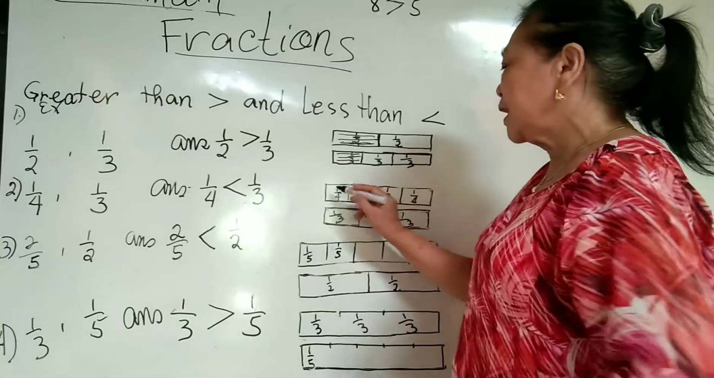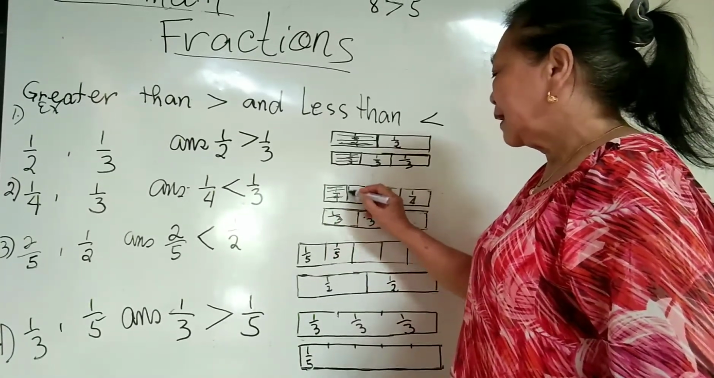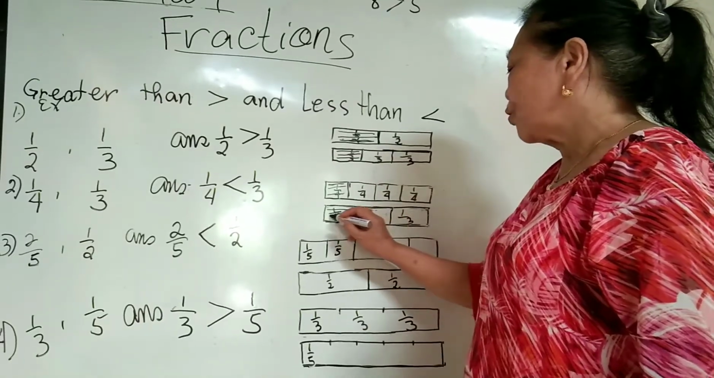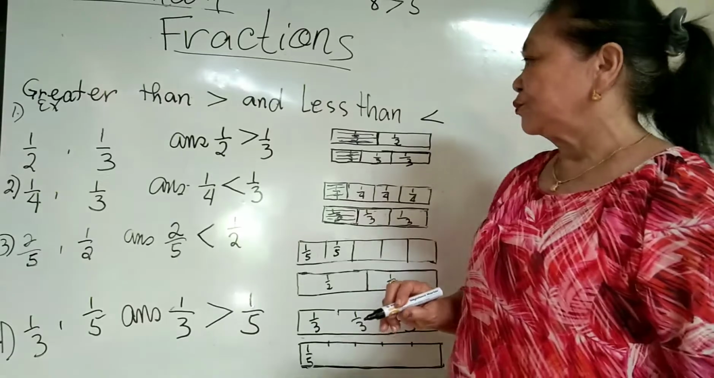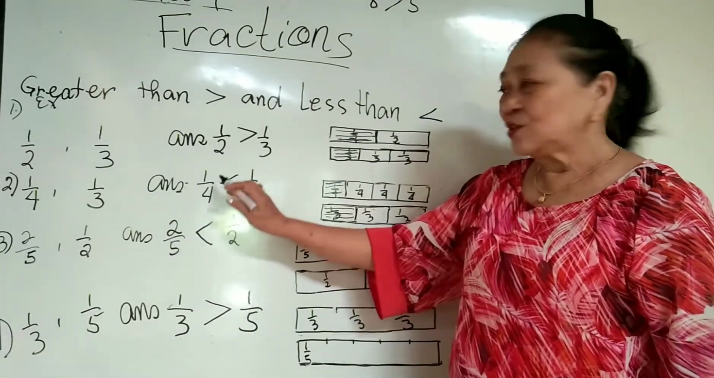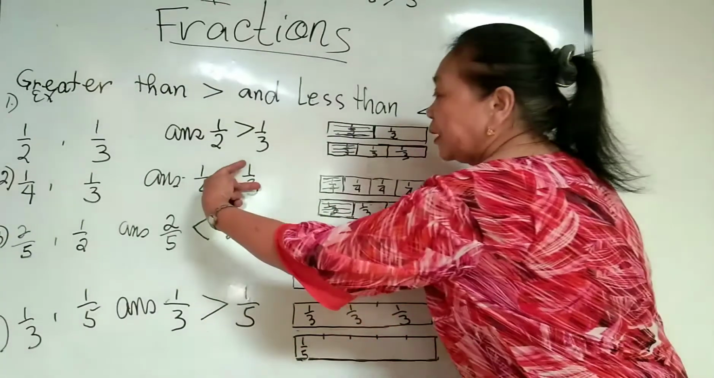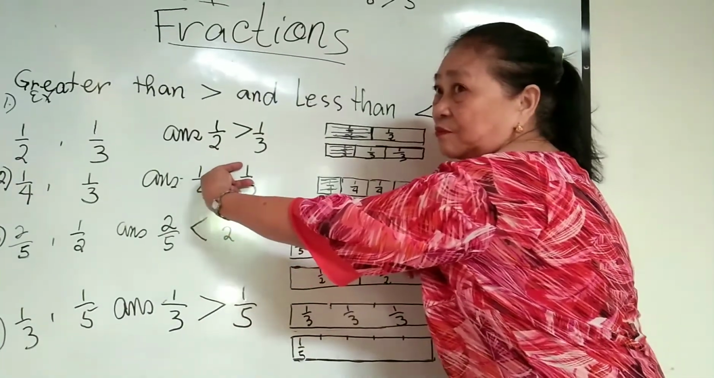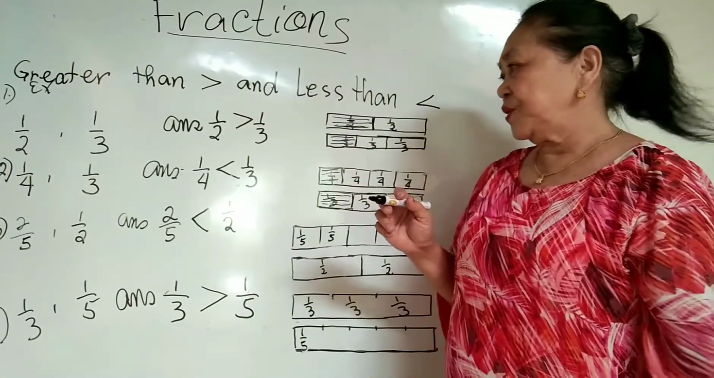Now this portion is less, up to here only. And this portion or region is greater. So what will you do? The 1/4 is less, so this is less than 1/3. The opening is here, facing 1/3, meaning this one is less than 1/3.